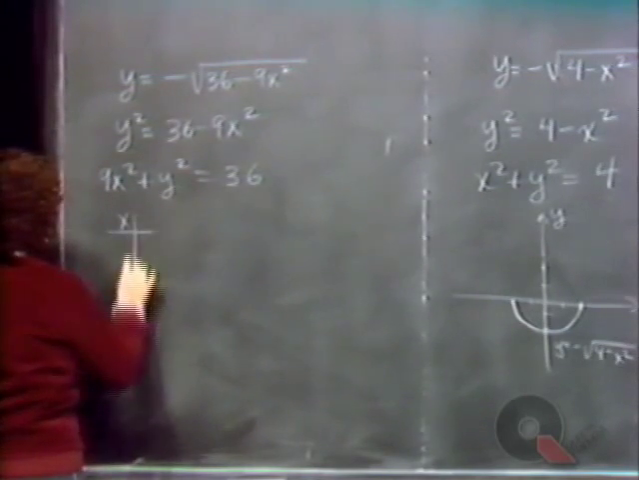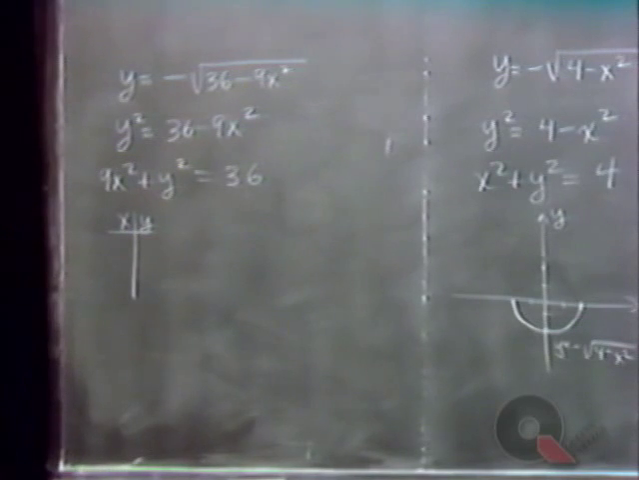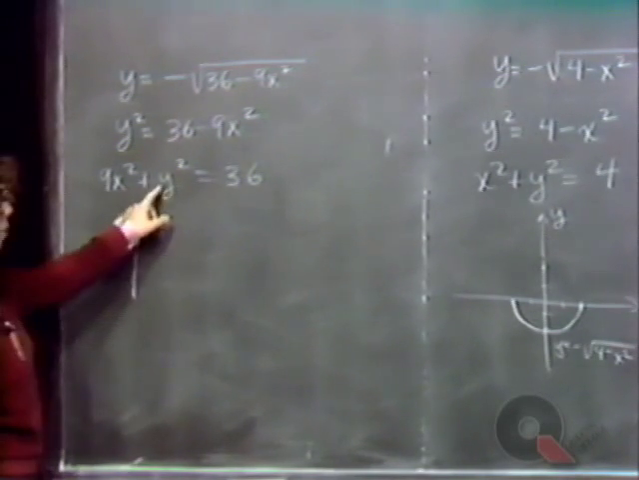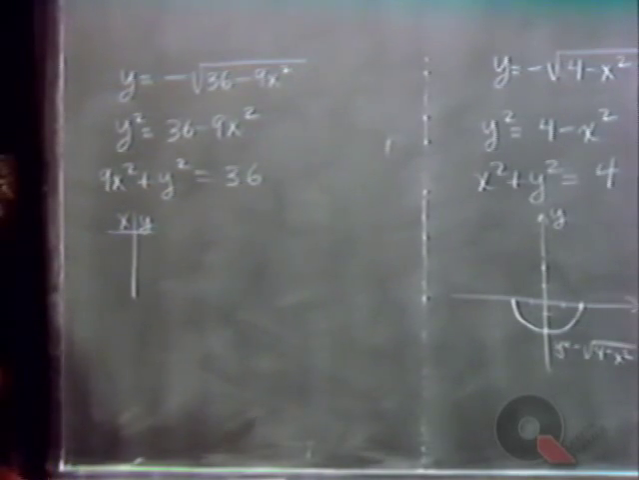And we can make a little table of values. If it would be 9x squared plus 9y squared equals 36, that would have been a circle. When they have the same sign but the coefficients are not equal, then we have an ellipse.